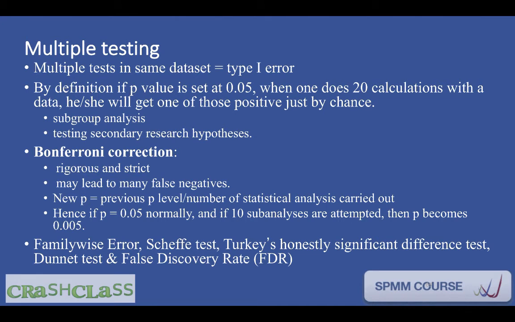How can you reduce type 1 error? You can reduce type 1 error by correcting for it statistically. The correction commonly is called Bonferroni correction. Bonferroni correction is a statistical test used for adjusting for type 1 error.